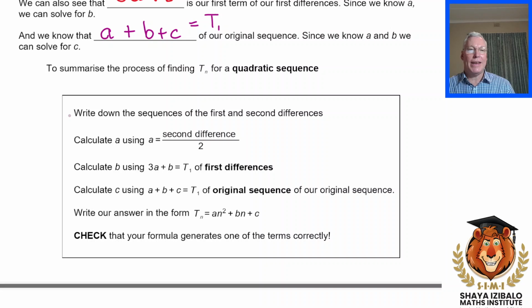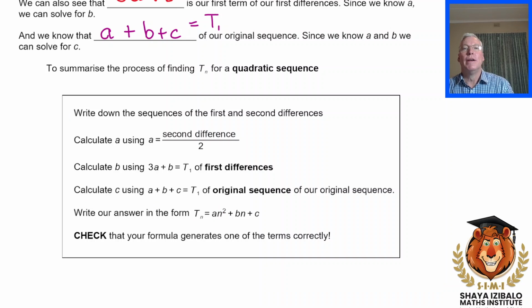But this here is the process for finding the nth term of the quadratic sequence. Now, I'm going to just talk us through it. The first thing we're going to do, we're going to write down the sequences of first and second differences. Then we're going to calculate a, and that is just going to be the second difference divided by 2. Then once we know a, we can calculate b using 3a plus b as t1 of the first differences. And then we can calculate c using t1 of the entire thing is a plus b plus c.